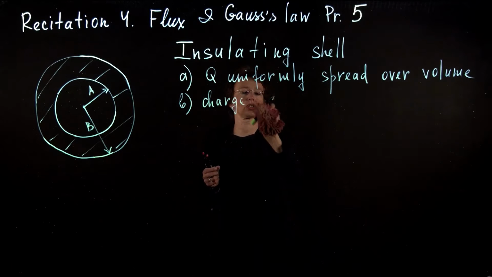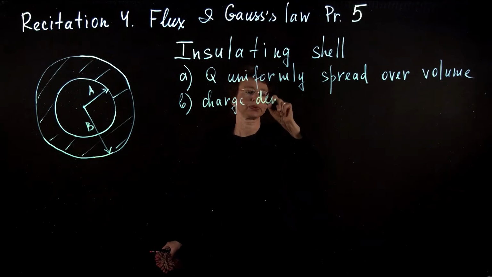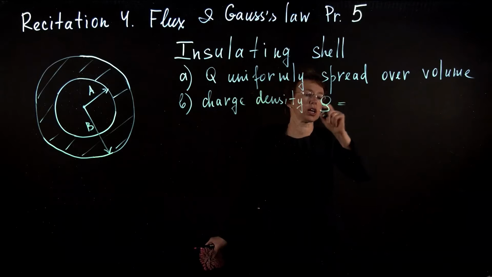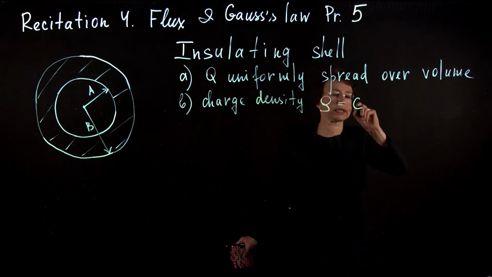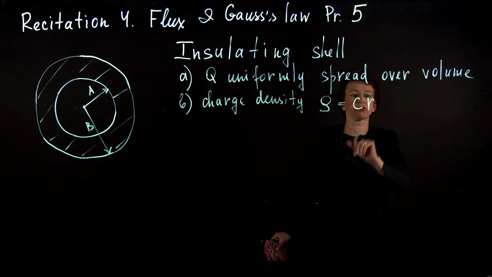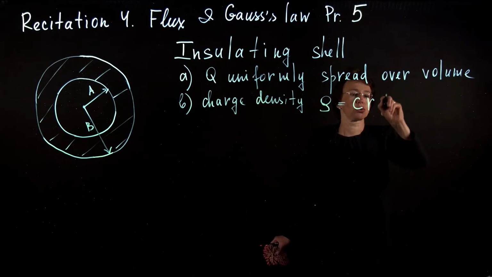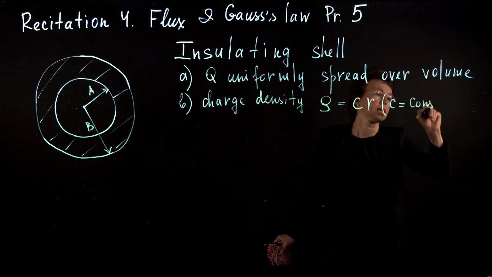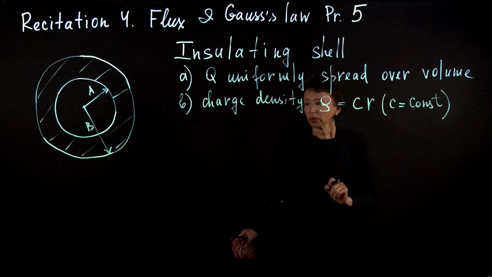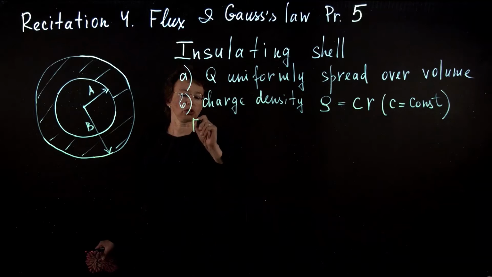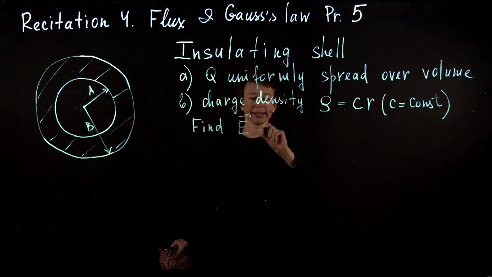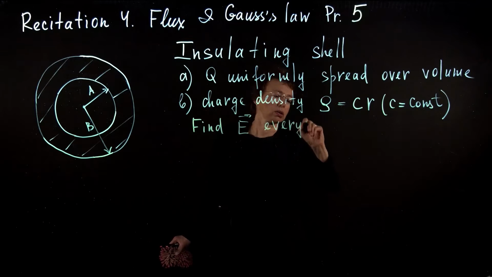Let me just write the charge density, rho, where rho is charge per unit volume. It will be C times R, where C is a constant and R is the radial distance in the radial direction. So C is a constant, and the charge density does not depend on angle. For both cases, we need to find the electric field everywhere.